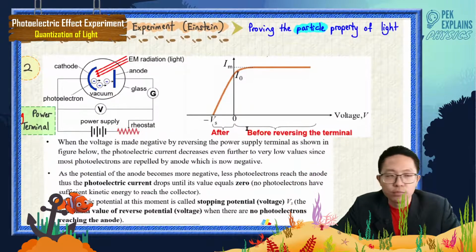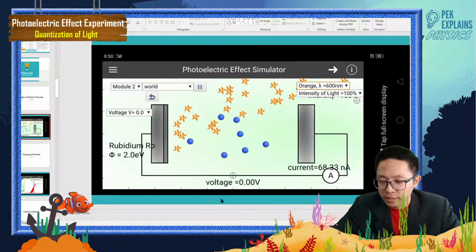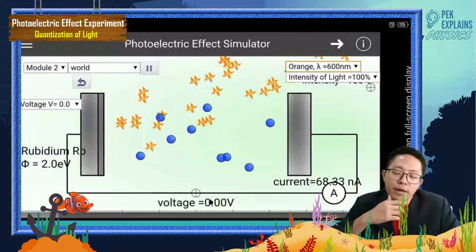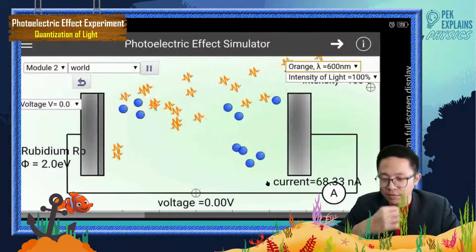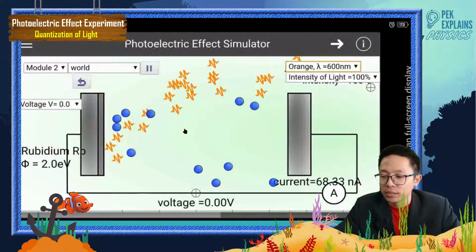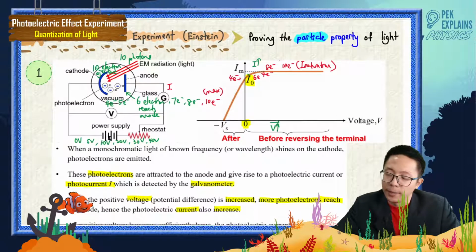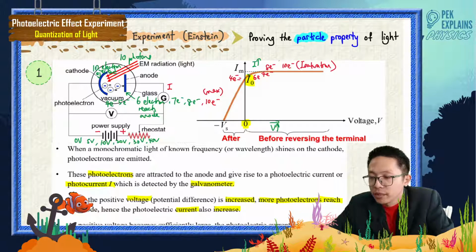So now, let's move on. At 0 volt there is still current. What if now I make the voltage become negative 10 volt? I reverse the voltage. What will happen? If you make the voltage negative, that means last time here was negative and here was positive: the cathode is negative and the anode is positive.